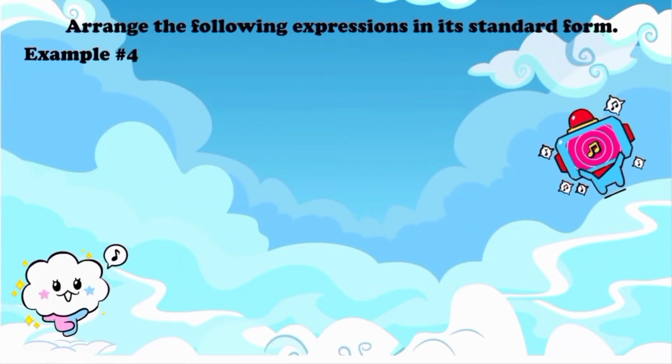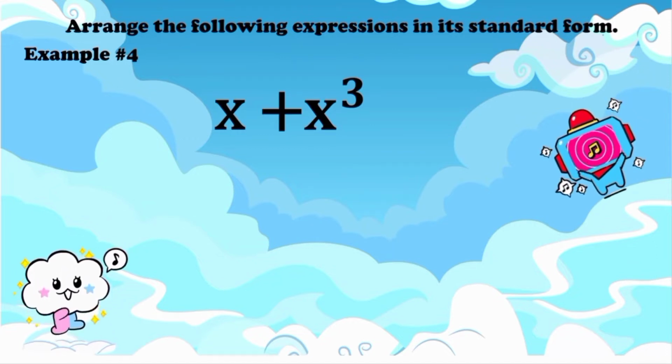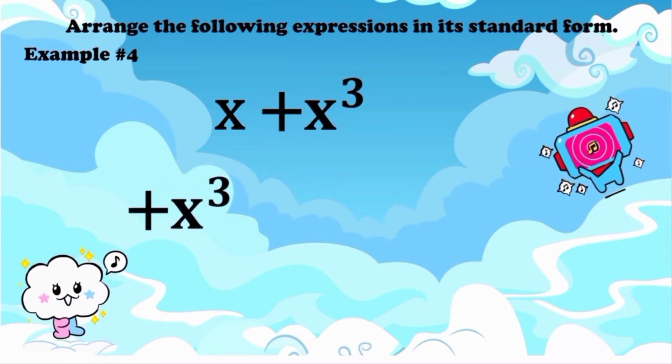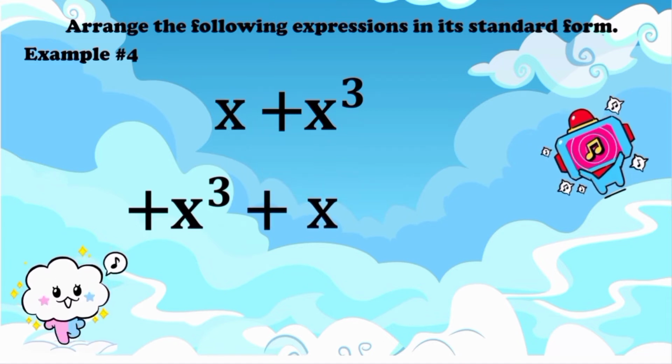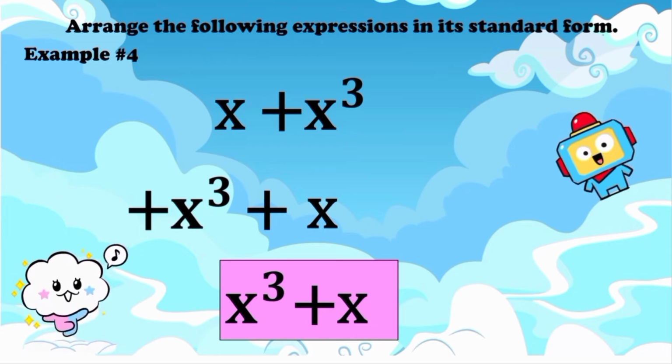Example number 4. We have x plus x cubed. What do you think is our first term? That is x cubed. And of course, our second term is positive x. We need to add the plus sign in between terms. Now we have x cubed plus x.